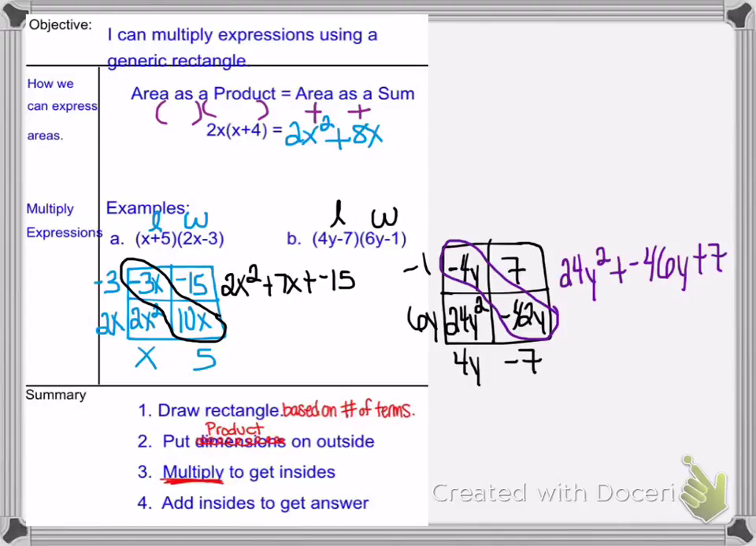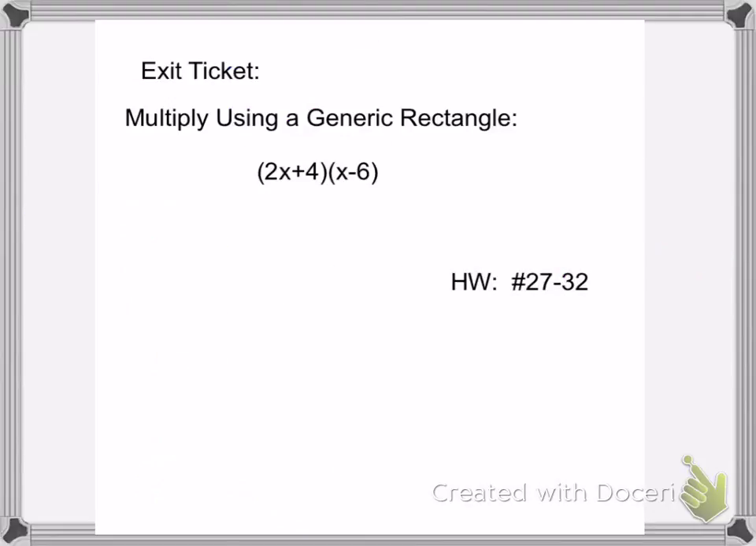I have one more generic rectangle that I'd like you to try on your own. Please put this on a clean sheet of paper as you are going to be turning it in. Make sure your name is on it. And here is your last question. Please multiply using a generic rectangle. So I do want to see all of your work.